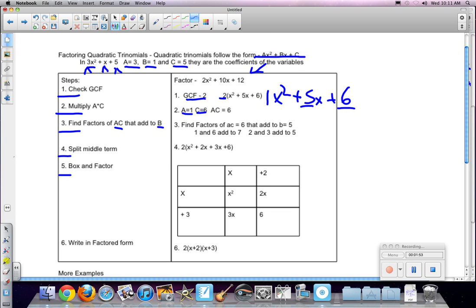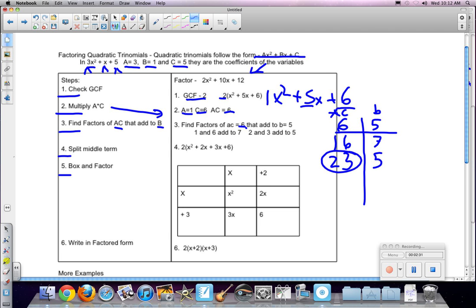So my next step, multiply a times c. Now that's pretty easy in this case, right? Because 1 times 6 is 6. So now I'm going to find factors of 6 that add to 5. All right, my factor pairs, and I usually write it like this, kind of off to the side. So I'm finding factors of ac that add to b, which is 5. My factor pairs are 1 and 6, and they add to 7, so that's not our buddy. And the other factors are 2 and 3, which add to 5. So these are my factors, okay?